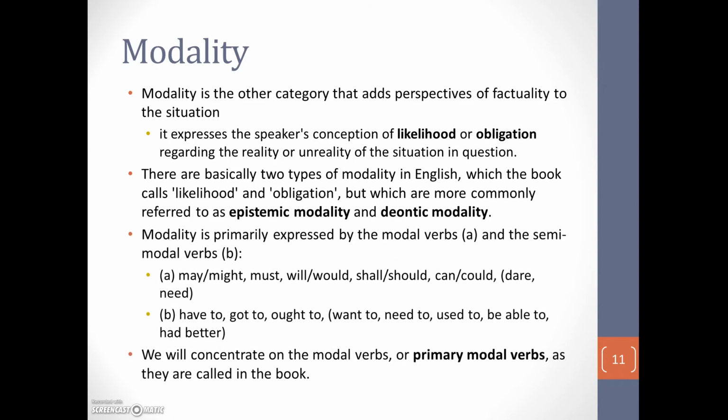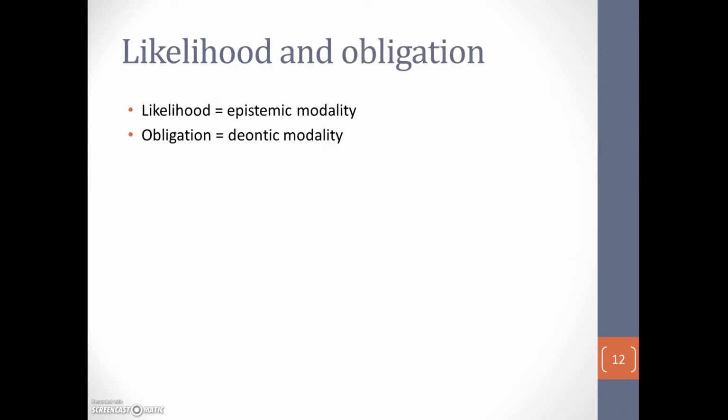And modality is primarily expressed by modal verbs, and these are listed in A here. We also have some verbs that we can call semi-modal verbs, or verbal constructions, but we're going to be focusing on the primary modal verbs, all right? The others are not recognized as modal verbs as such, and they behave in a different way. So we're just focusing on the ones in A here. Now, one thing to remember is that likelihood is epistemic modality and obligation is deontic modality.